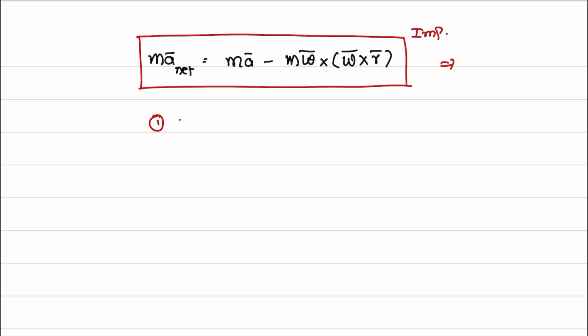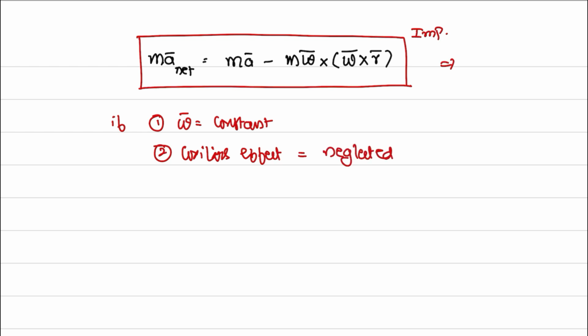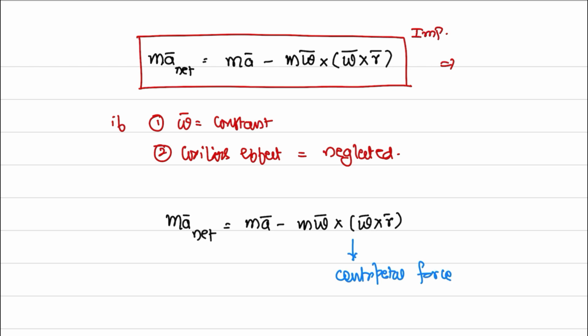One is omega is taken as constant, and second, Coriolis effect is neglected. Then ultimately the simplified form of the equation of motion of a rigid body, when Coriolis effect is neglected and when omega is taken as a constant, not changing with time, is MA net is equal to MA minus m omega cross omega cross r. This is centripetal force, which we will be discussing next. And this is external force. And this is the net force.